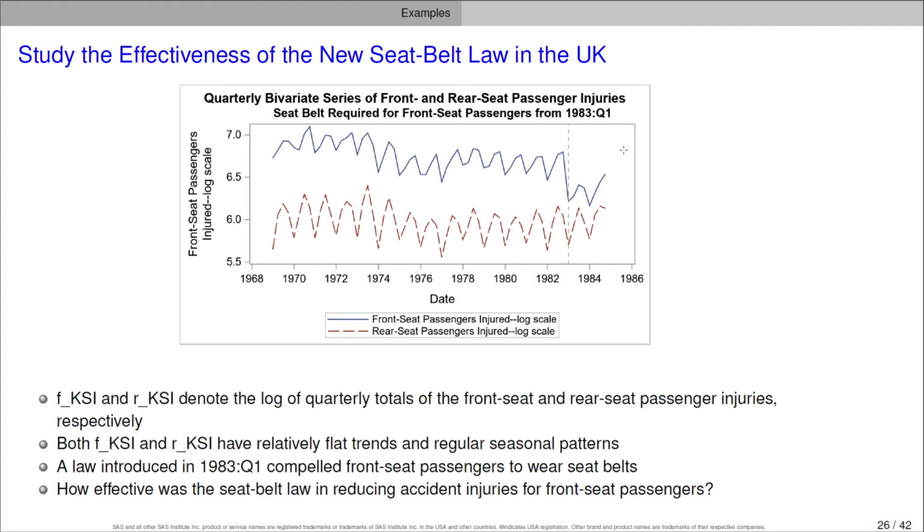It also appears that there is a drop in the FKSI level after the introduction of the seatbelt law. But the question is how significant it is statistically. We will consider a model that is consistent with these observations and see whether the drop is statistically significant.